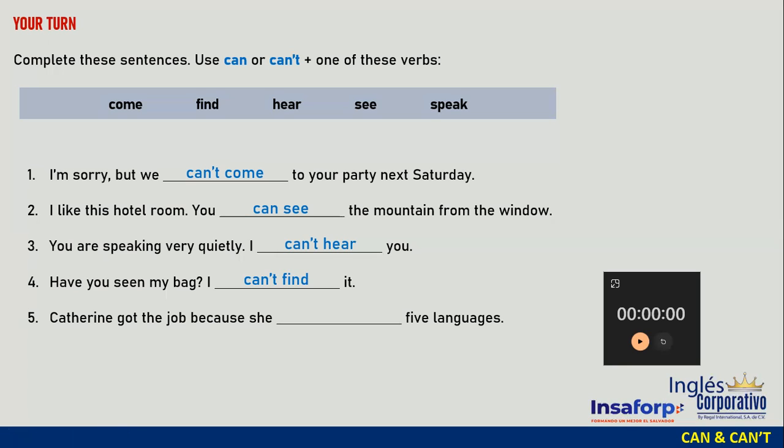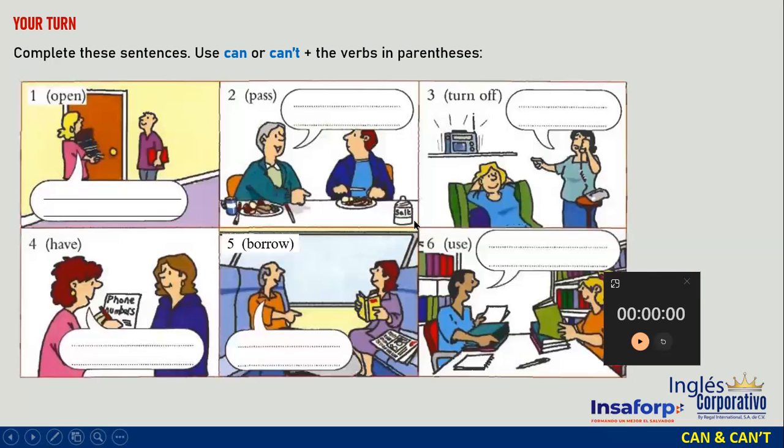Catherine got the job because she can speak five languages. Exactly, because she can speak five languages, right? Es una persona que sabe mucho and that can speak a lot of languages, right? Muy bien, excelente, okay? Now, let's go ahead and move on to the next exercise.